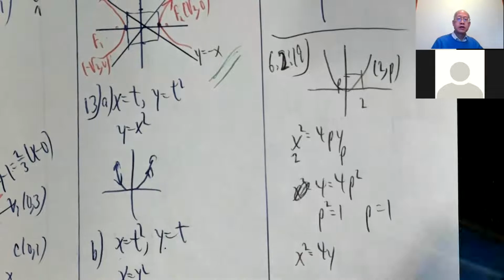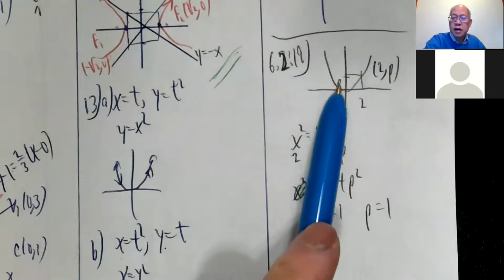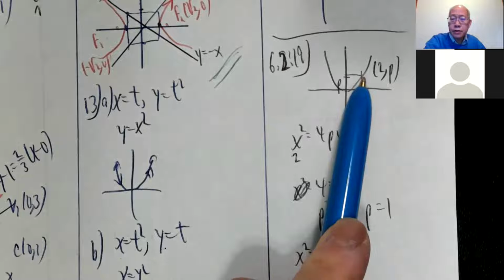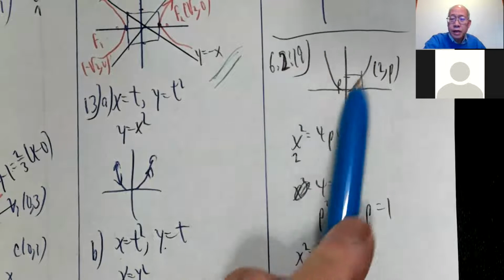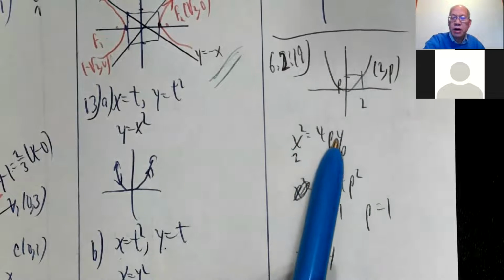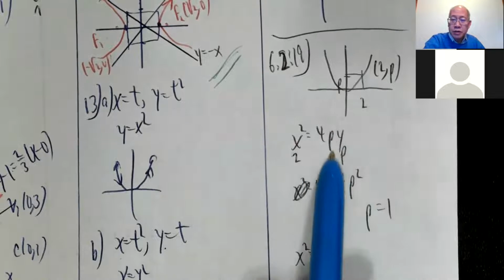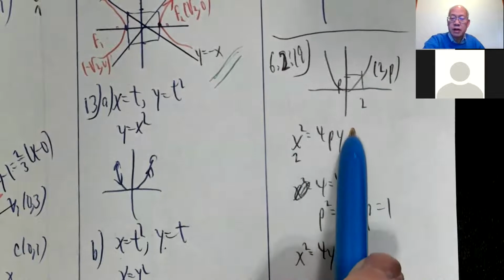So 6.219, they gave me this picture where this is 2, this is P. So this is the ordered pair 2 comma P. It's opening upward. That means it's x squared equals 4py. Now I plug in 2 right here, plug in P over here. This is the point 2 comma P, right?